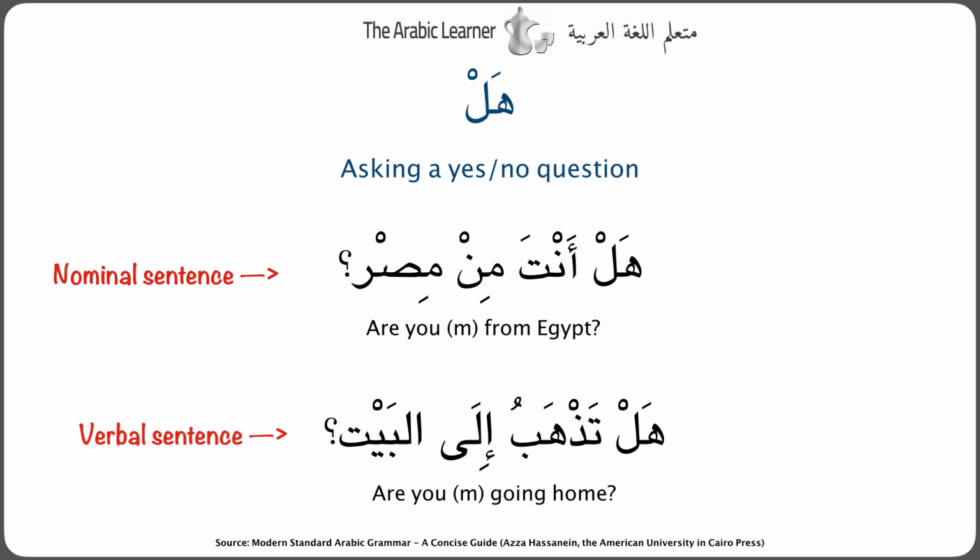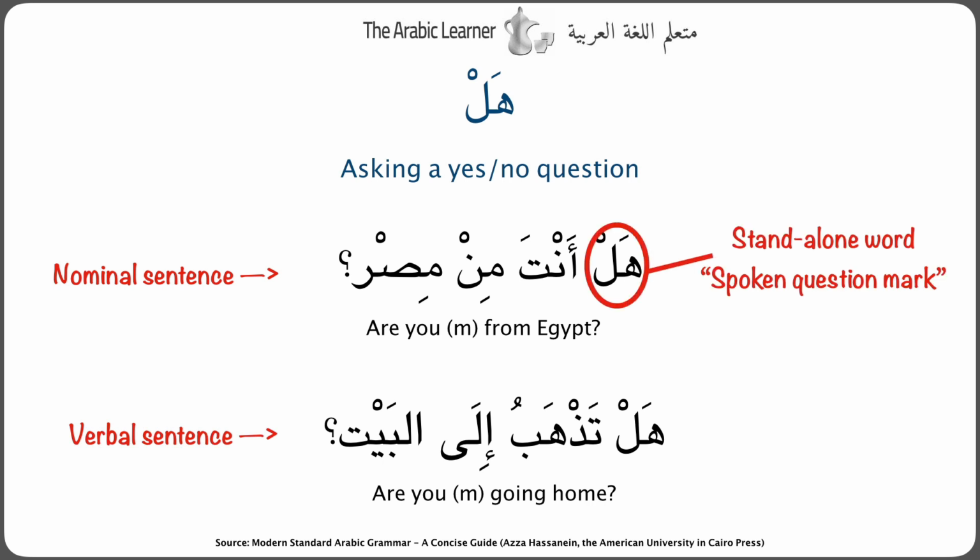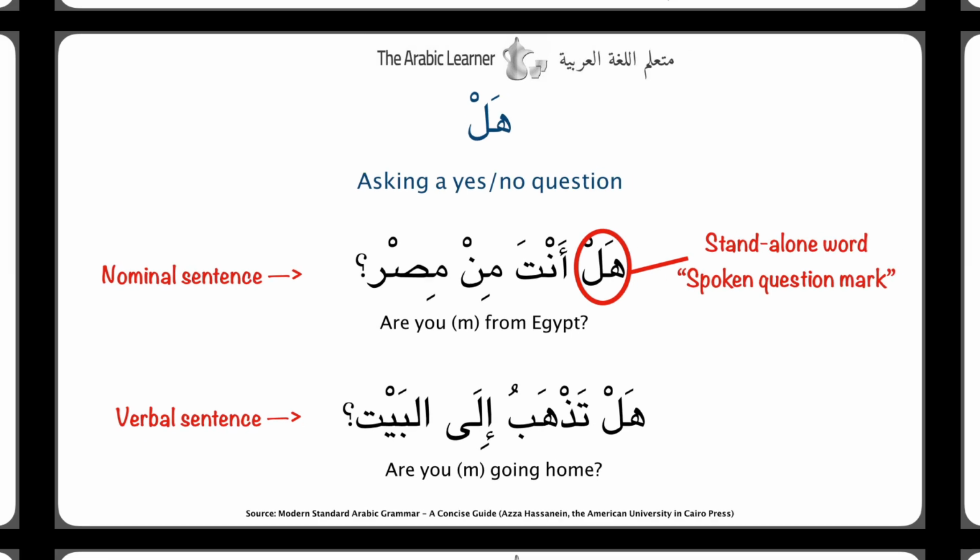هل تذهب إلى البيت؟ And this is an example of it being used in a verbal sentence, a sentence in Arabic where the verb comes first. So as you can see, the word hal is put at the beginning of the sentence to signify that this is a question. It's a standalone word, or we could call it like a spoken question mark.